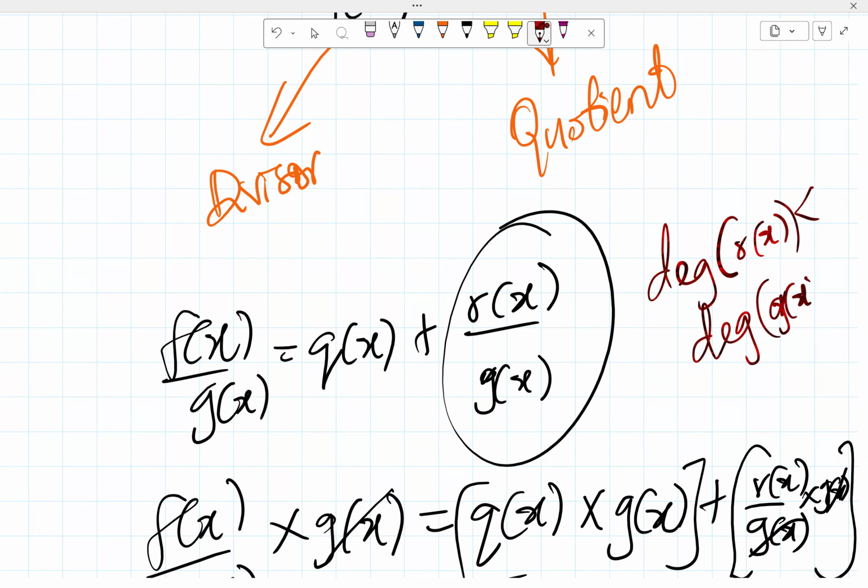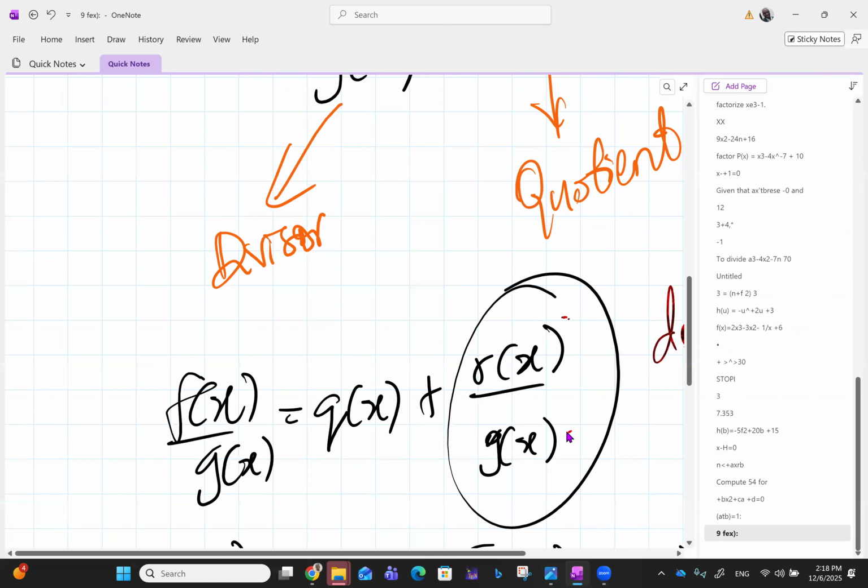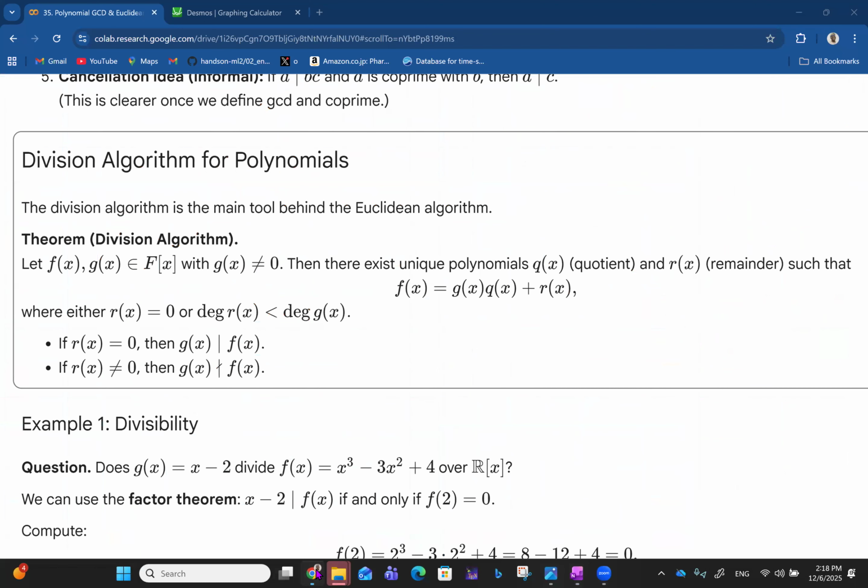Because after dividing, if they have the same degree, it means you still have some division to do. So if this one has power 0, this one should have power 1 at least. If this has power 1, this one should have power 2 at least, or more. If this one has power 3, this one should have power 4 at least. So either there's no remainder, or if there's a remainder, the degree of the remainder is less than the degree of the divisor. That's the way to guarantee that you have done a thorough job of dividing.